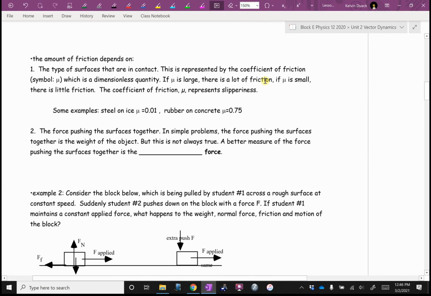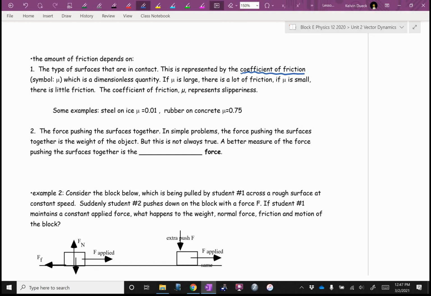We said last year that the amount of friction depends on two things. One of the things that it depends on is how sticky or slippery the two surfaces next to each other are. We called that the coefficient of friction. Symbol, Greek letter mu. We said that a higher mu meant stickier. A lower mu, a smaller number, meant slipperier.